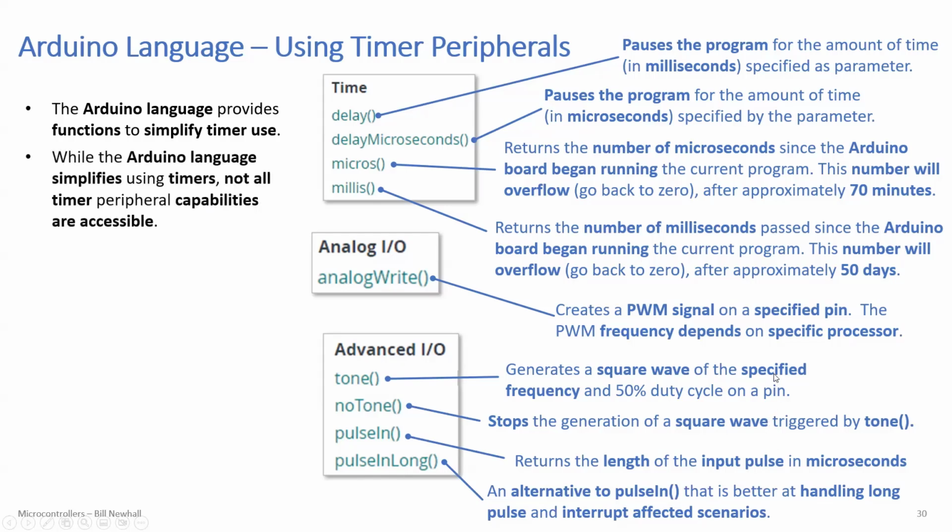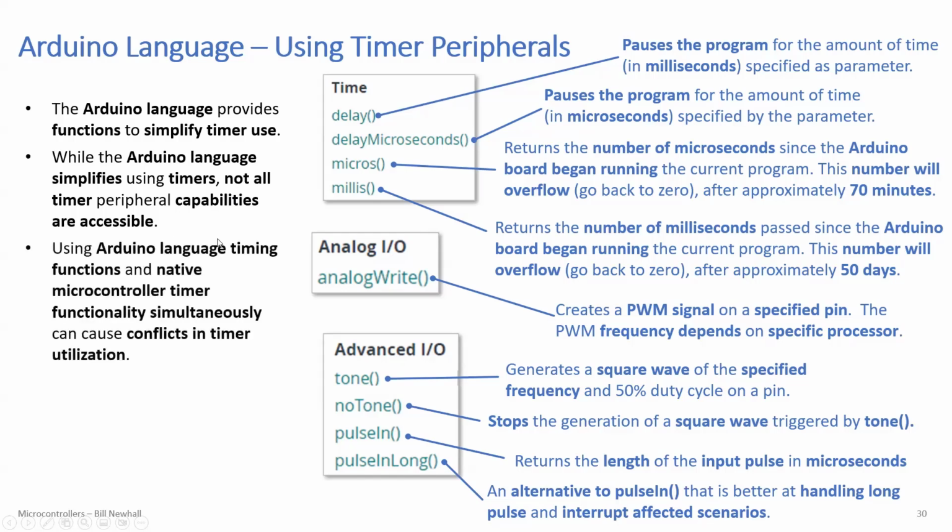Okay, so the Arduino language significantly simplifies using timers. That's the upside. But the downside is not all of the timer peripheral capabilities are accessible. So using the Arduino language timing functions and the native microcontroller timing functions simultaneously can cause conflicts in the timer peripheral. This means if you're going to use the Arduino functions, stick to the Arduino functions.